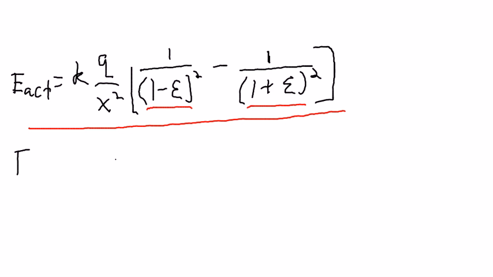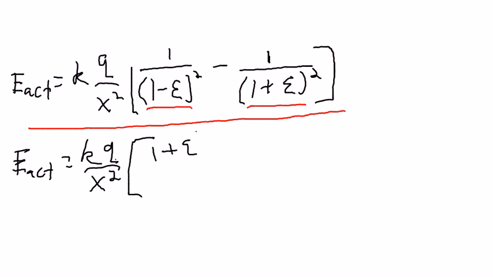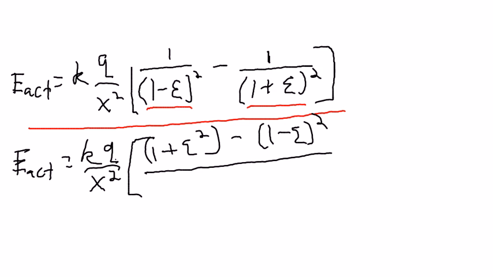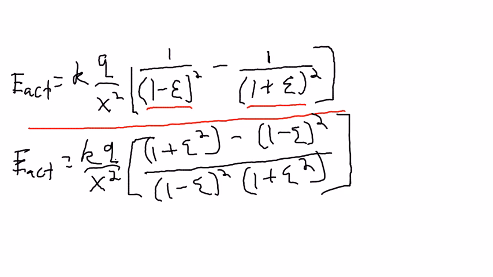If we do that, this E field is going to be equal to, we keep the kq over x squared out here, and it's going to become equal to 1 plus epsilon squared minus 1 minus epsilon quantity squared, divided by the common denominator, which would be the product of those two, 1 minus epsilon squared multiplied by 1 plus epsilon squared. I put my parentheses in the wrong place here.